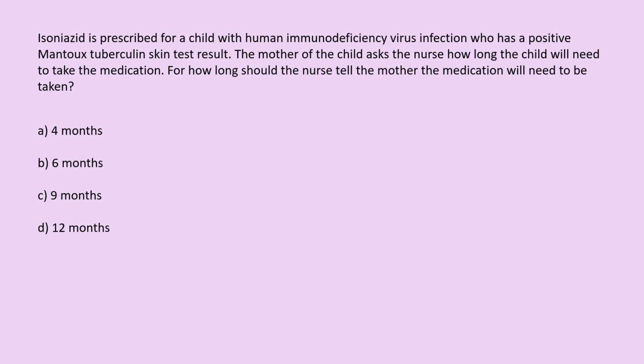Isoniazid is prescribed for a child with human immunodeficiency virus infection who has a positive Mantoux tuberculin skin test result. The mother of the child asks the nurse how long the child will need to take the medication. For how long should the nurse tell the mother the medication will need to be taken? A. 4 months. B. 6 months. C. 9 months. D. 12 months.